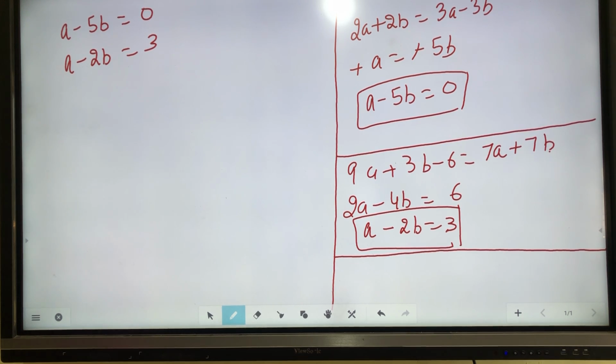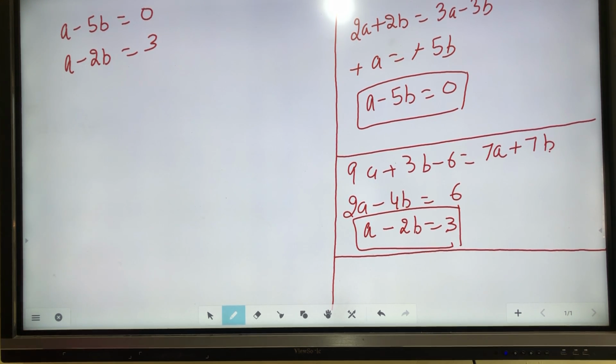Firstly, you will check whether the solution is unique or not. If the solution is unique, then you are able to find the values of a and b. If the solution is not unique, then you are not able to find the values of a and b. Check: 1 upon 1 is not equal to 5 upon 2. Clear? The solution is a unique solution. Now, how will you calculate the values of a and b?